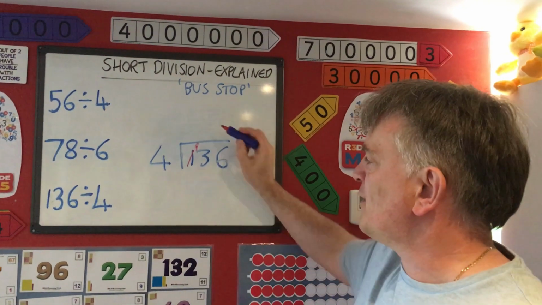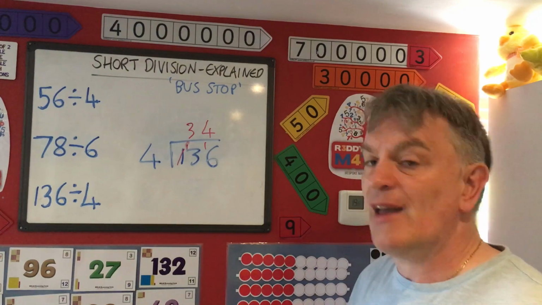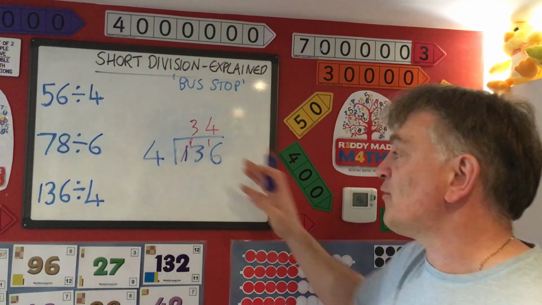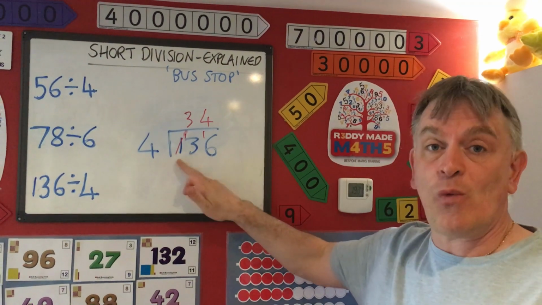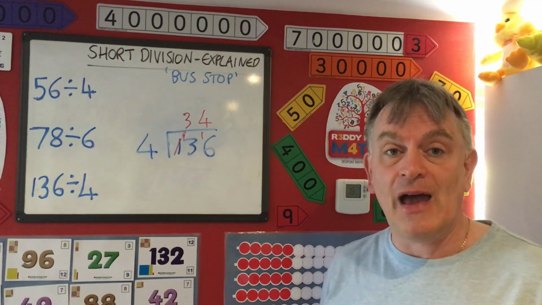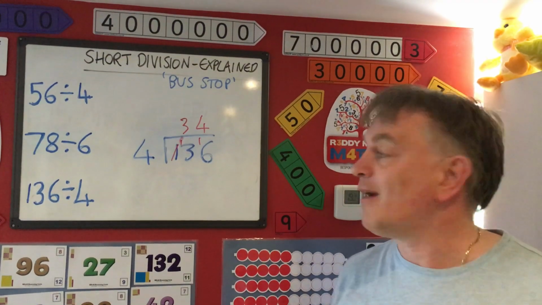How many 4s in 13? 3 remainder 1. And how many 4s in 16? 4. Again, the answer is correct. The answer is 34. But let me take you back. How many 4s in 1? That is definitely not 1. It's worth 100. How many 4s in 100? 25. I'm certainly not writing 25 up there.